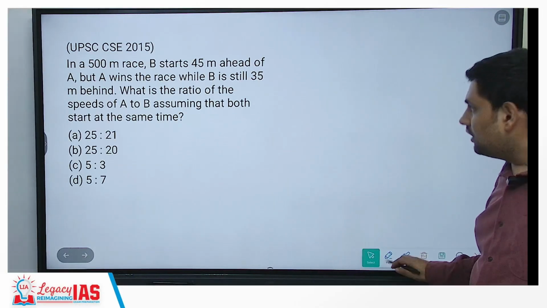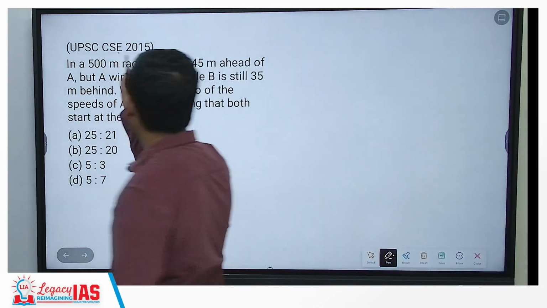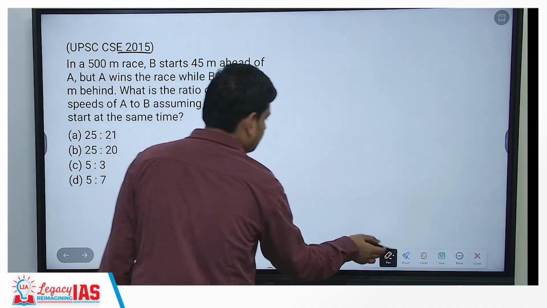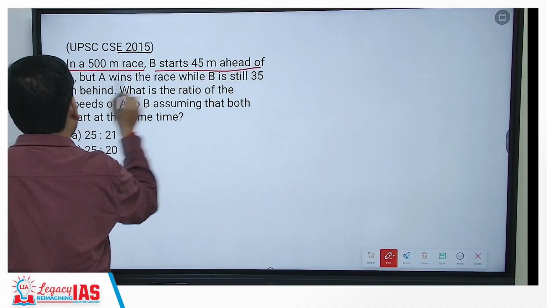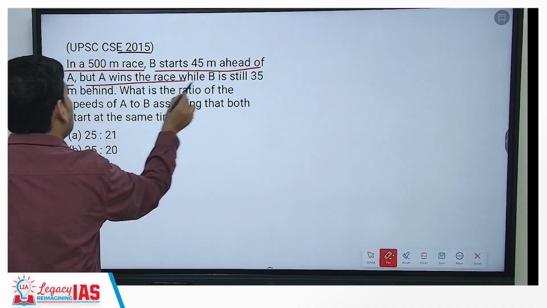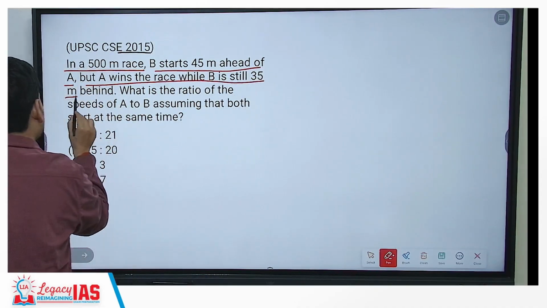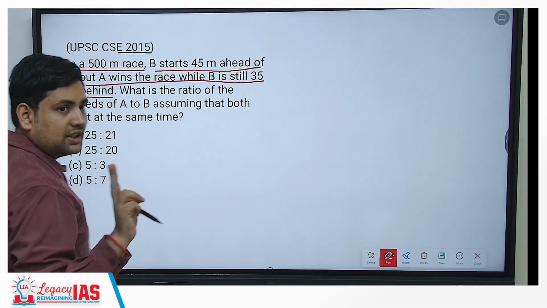Now see, this is a previous year question from 2015. What it says? It says, in a 500-meter race, B starts 45 meters ahead of A, but A wins the race while B is still 35 meters behind. You understand both the terms now?